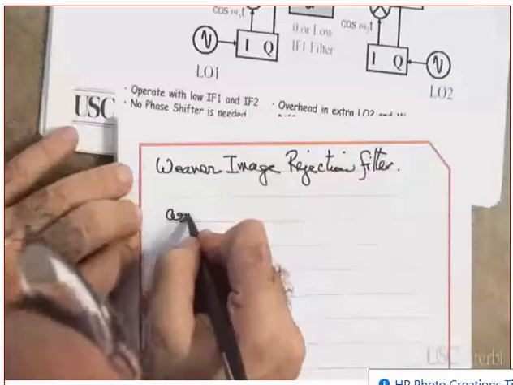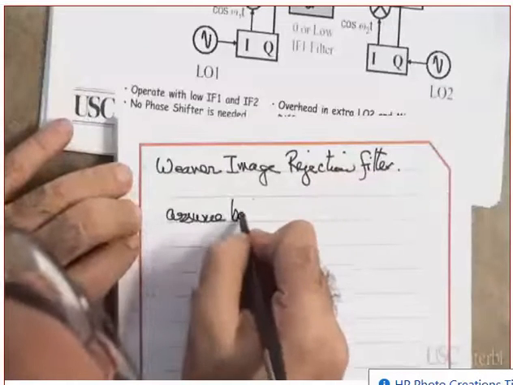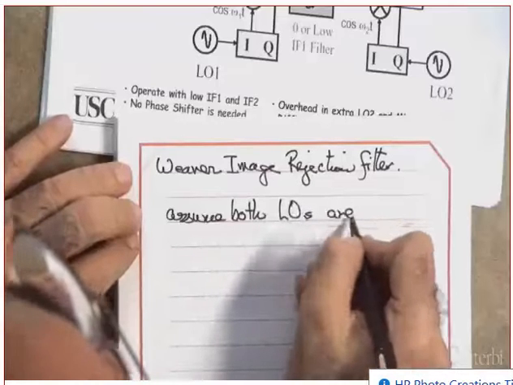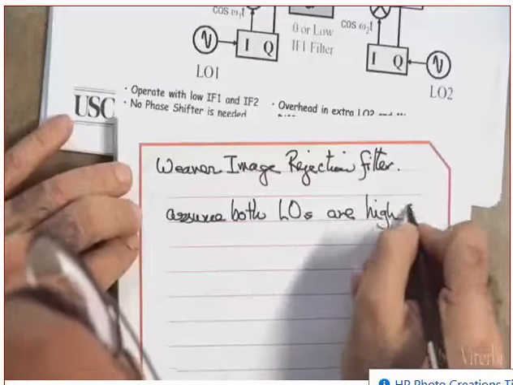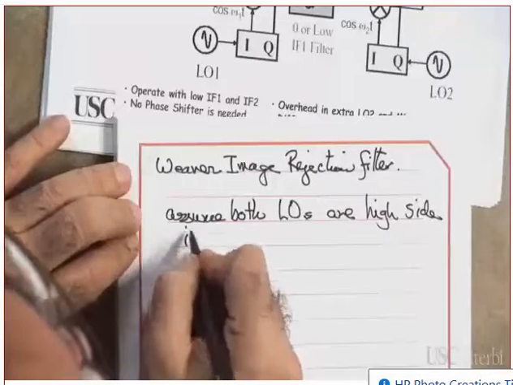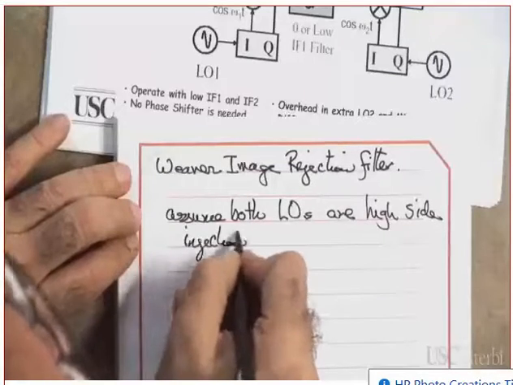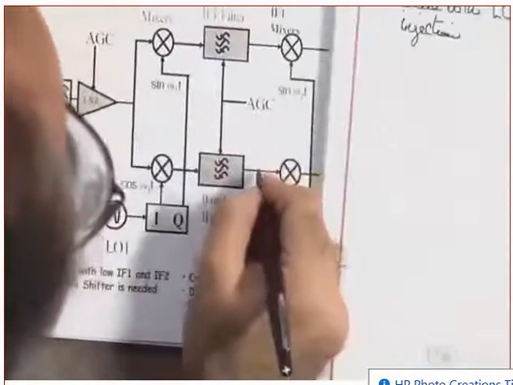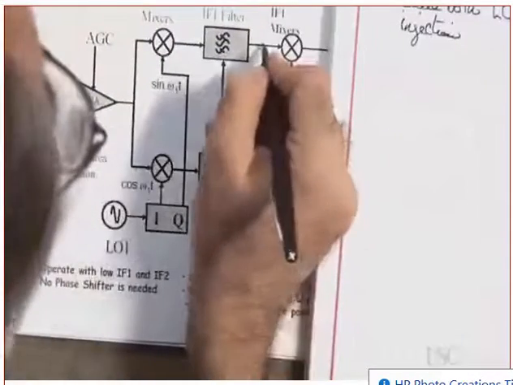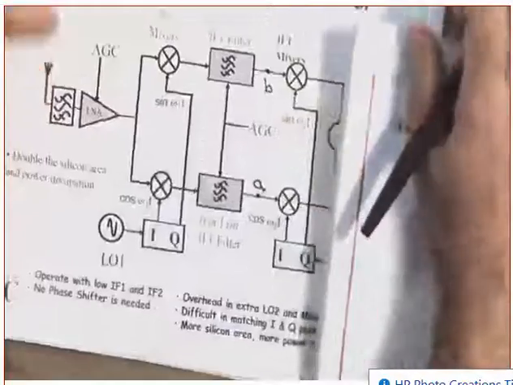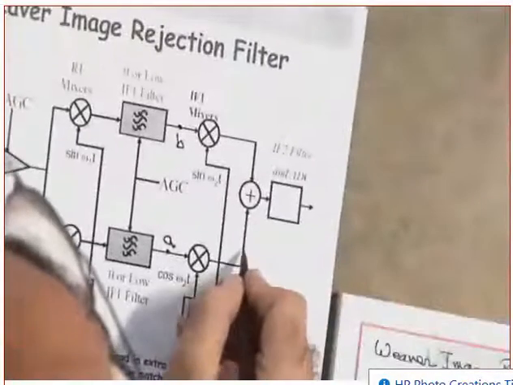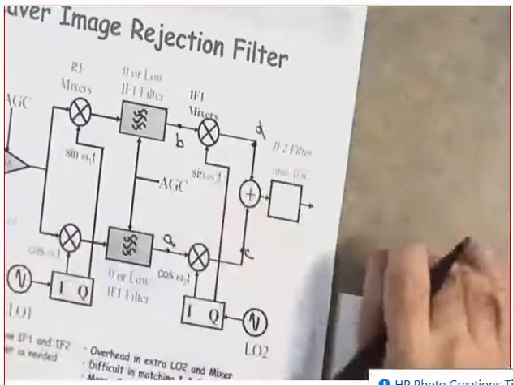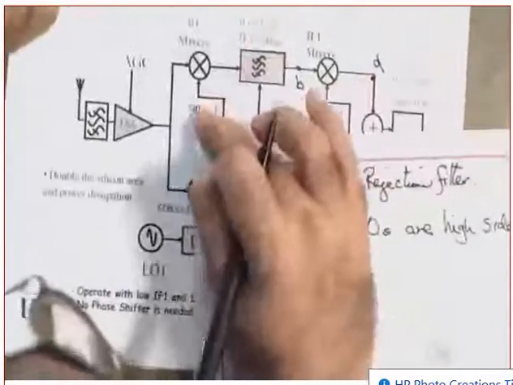Now, first of all, assume both local oscillators are high side injection. Let's see if you can help me here. This is point A, this is point B, this one is point C, and this one is point D. Clear? Okay. High side injection for both.